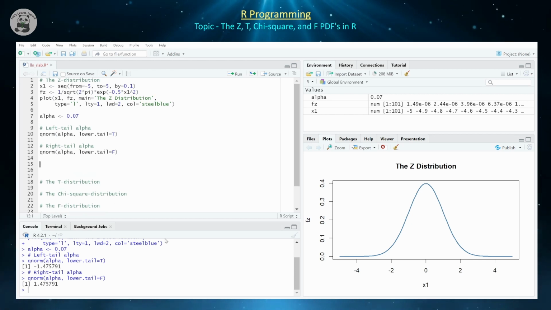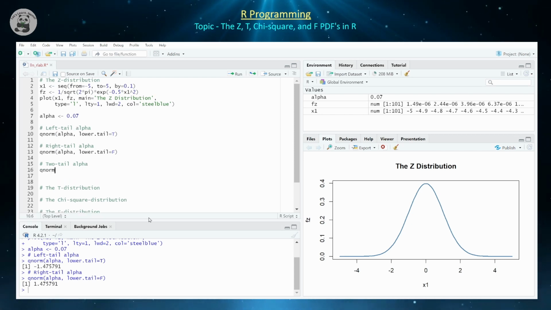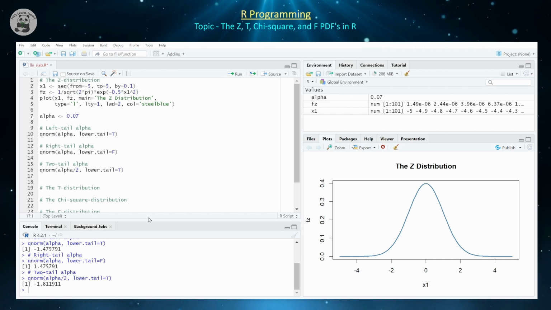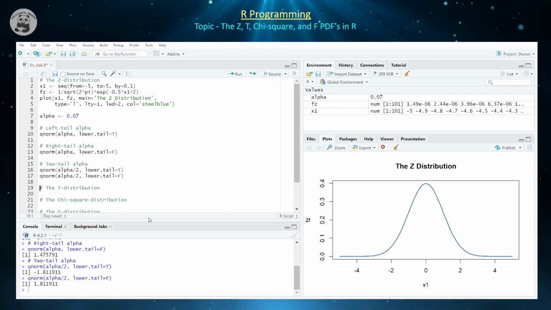Now, sometimes we would like to split our alpha into two. In particular, we would like a two-tailed alpha value. So instead of 7% being in the left tail or 7% being in the right tail, we're going to split that 7 in half on the left and on the right. So how would you get those associated quantiles? We can do Q norm of alpha over 2, and lower tail is equal to true, so that's going to be that lower two-tailed critical value. And then we're going to have Q norm of alpha divided by 2, and lower tail is equal to false, and that's going to be our upper-tailed critical value for our two-tailed alpha value.